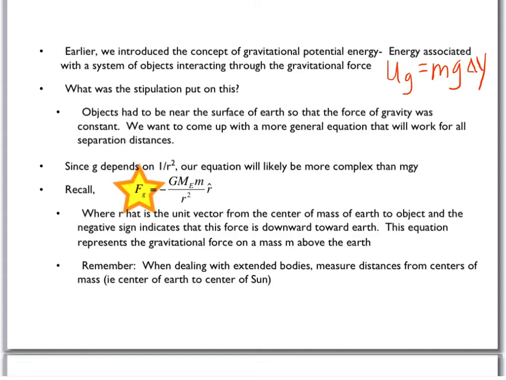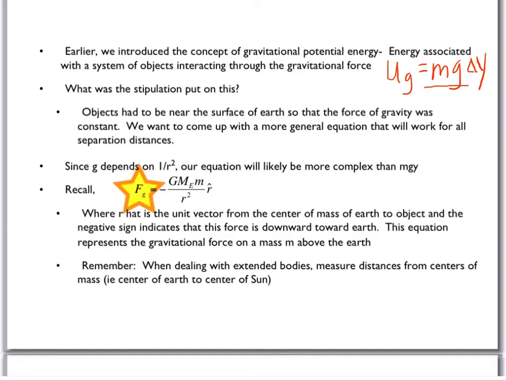But the stipulation on that equation was that objects had to be near the surface of Earth so that the force of gravity was constant. That in fact that force of gravity was still just that mg. And again, that's only true when you are near the surface of Earth. What we want to do in this section is come up with a more general equation that will work for all separation distances, even if you're not close to the surface of the Earth and instead moving pretty far away from it.